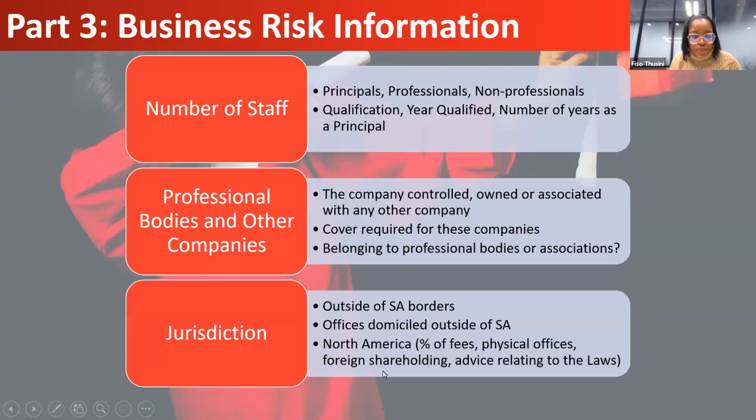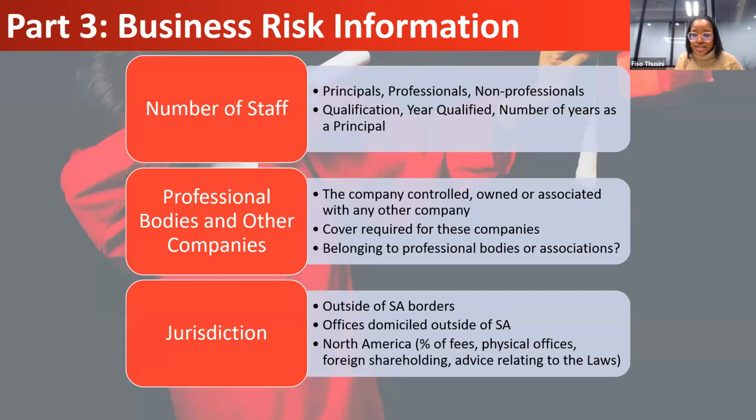And then we also go into part 3, which is the business risk. And that would be the number of staff, the number of principals that are in the firm that are qualified, the non-professionals. We also look at their qualifications, the year that they qualified. So it's important that that block that is on that page is completed, because then it gives us an idea as to if the professional is adequately qualified in their field of expertise. We also look at some of the professional bodies that they belong to, and we also look at any other companies that they may be affiliated with or associated with that they may want to be covered under this policy.